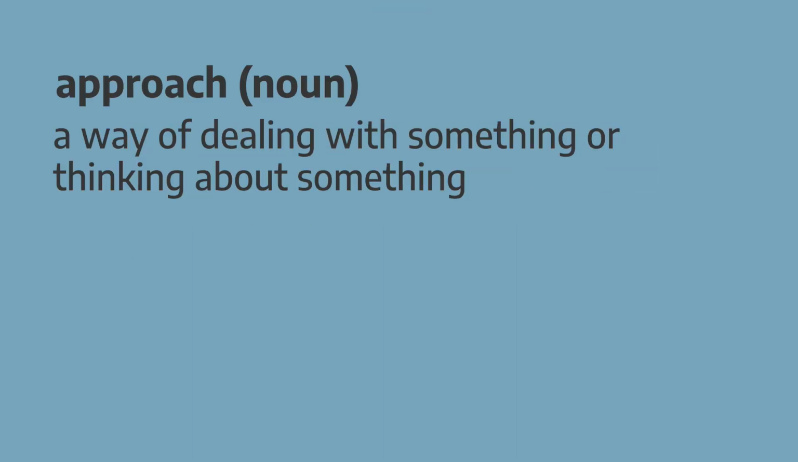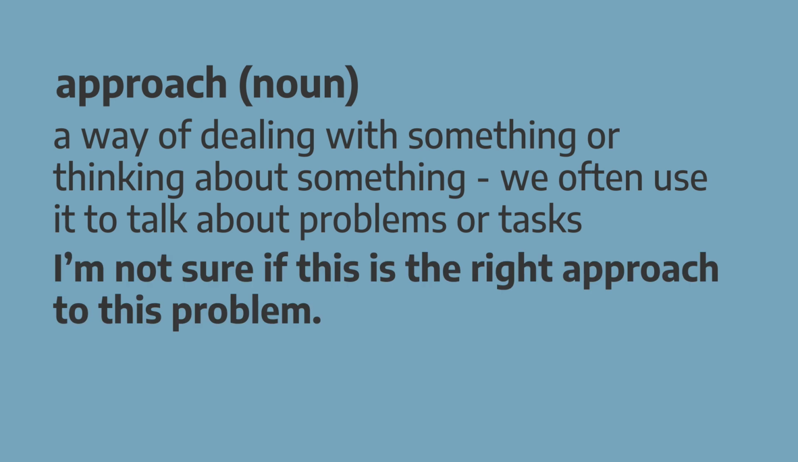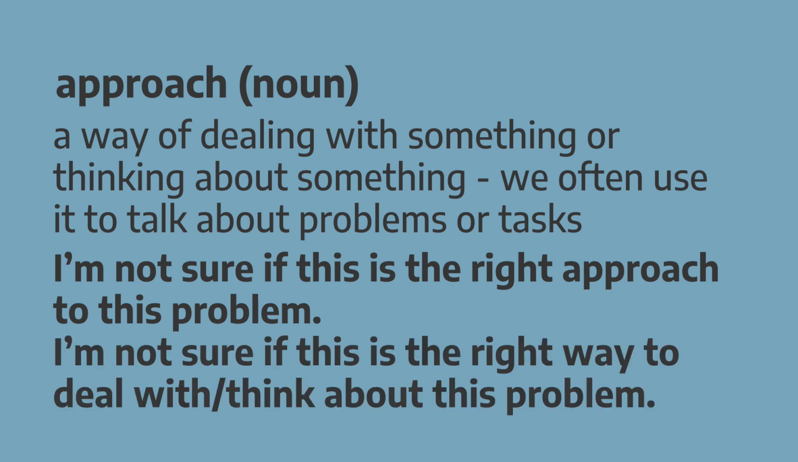So the word approach is a noun and a verb. We're going to start by looking at different ways to use the noun. First of all, what is an approach? An approach is a way of dealing with something or thinking about something, and we often use it to talk about problems or tasks. An example sentence: I'm not sure if this is the right approach to this problem. In other words, I'm not sure if this is the right way to deal with or think about this problem.